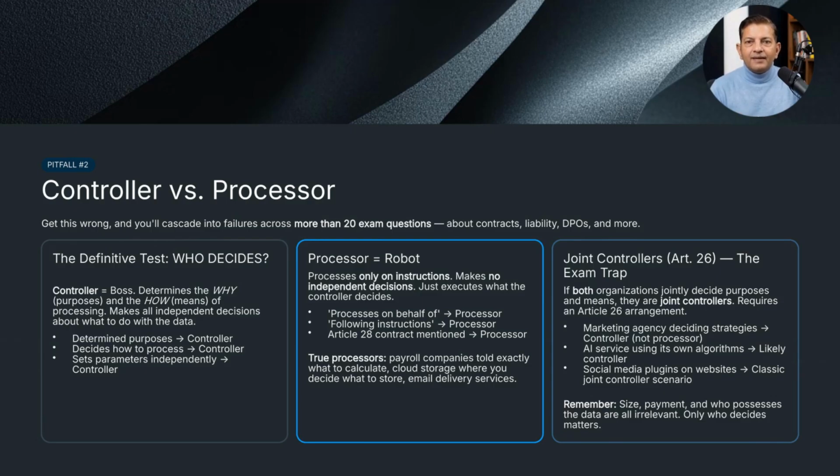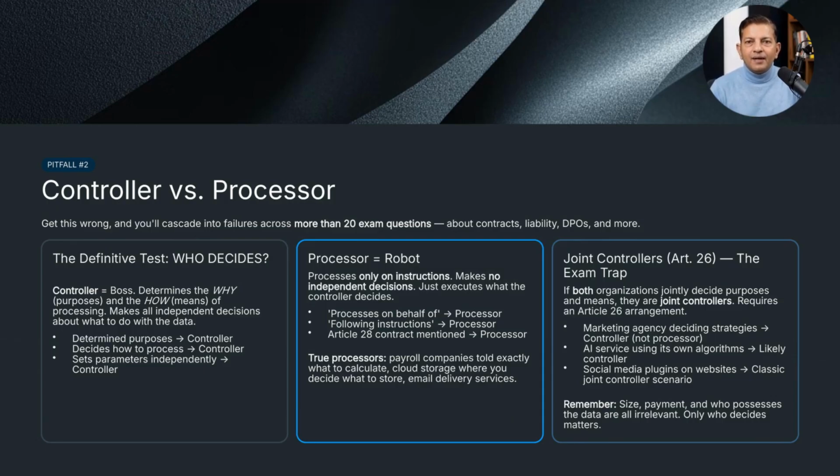This is the trap. Here's the definitive test. Ask, who decides? Controllers determine why you're processing, the purposes, and how you're processing, the means. Processors process only on instructions. They make no independent decisions. They just execute what the controller decides. Think of it this way: controller equals boss, makes all the decisions. Processor equals robot, just follows the orders it's given. If someone is making independent decisions about what to do with the data or how to process it, they're not a processor.